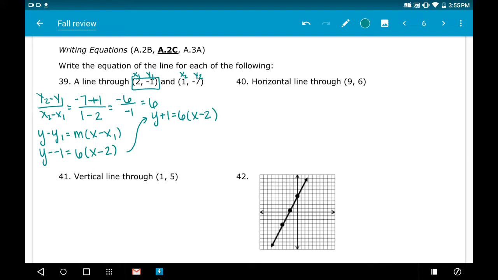If it doesn't specify which type of equation it wants, this would be a perfectly fine answer. But if it said it wanted it in slope-intercept form, we would have to get y by itself. So I would distribute and get y plus 1 equals 6x minus 12. Then I have to get rid of this 1, so I subtract 1 from both sides. Our final answer in slope-intercept form would be y equals 6x minus 13.